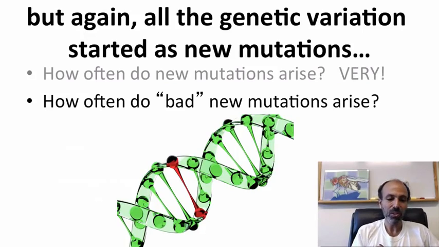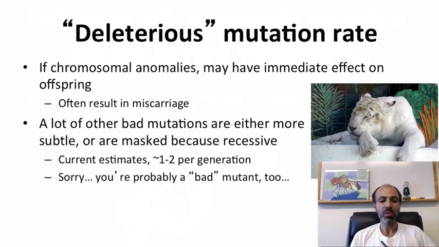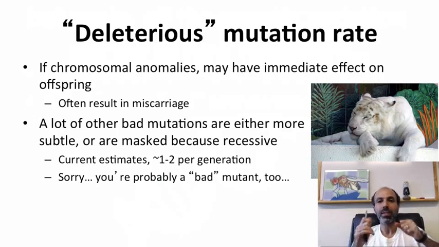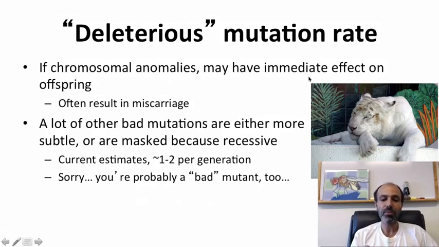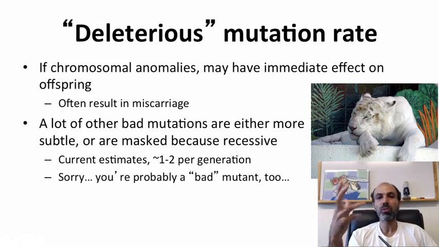Now, the tougher question is, how often do bad new mutations arise? Well, there have been estimates of this as well. The deleterious mutation rate is, again, fairly high. And if you look at chromosomal anomalies, things like severe chromosomal disruptions, these happen quite a bit, and they probably have a very immediate effect on offspring and result in miscarriage. So as many of you know, on the order of about half of pregnancies are spontaneously aborted. It's estimated that maybe around half of those that are spontaneously aborted had some sort of genetic reason for it. They had some sort of chromosomal anomaly.